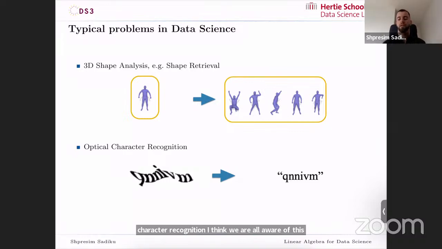Whenever you try to download an app or whenever you try to log in somewhere, you are usually required to do some optical character recognition, and this can, again, very well be done by artificial intelligence.